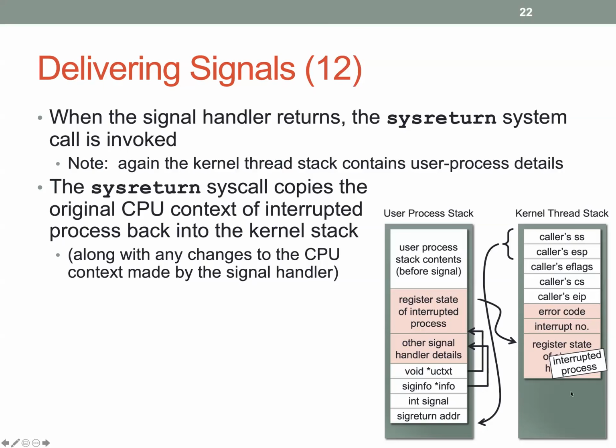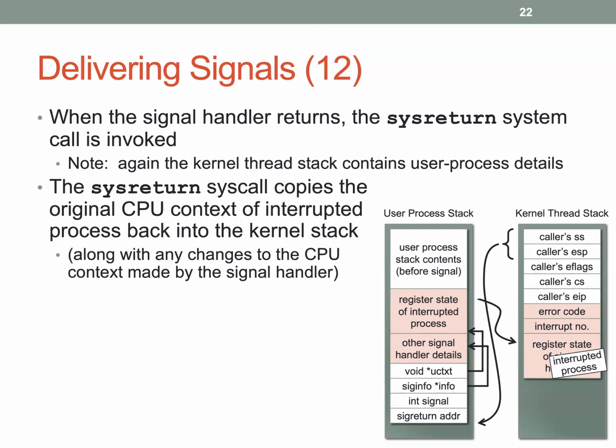Okay. Oh, and there's another important detail here. Along with any changes to the CPU context made by the signal handler, if the signal handler happened to muck with these details, those details are also plopped into the kernel thread stack. Okay. Now you might say that seems like a security risk. It really isn't, because the kernel doesn't use these things except to restore when going back to the process.